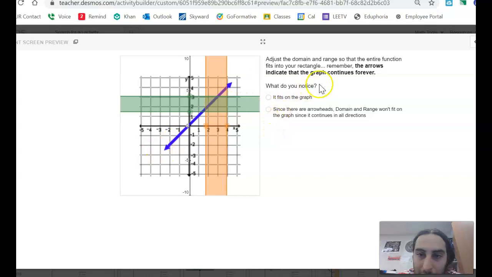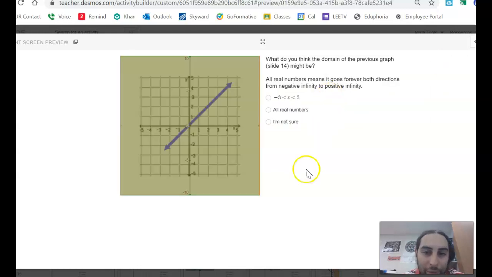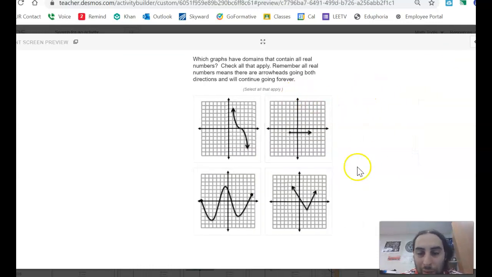On this one, the arrows indicate the graph continues forever. So the domain and range, we actually can't do that because it's going to keep going forever and ever and ever. Arrowheads means it goes forever, so we're going to make sure we answer that one. It won't fit on the graph. All right. So when we say that, it's not this. We can't say we're not sure. It's all real numbers, okay? So our domain goes forever left, forever to the right. That's all real numbers. Same for the range there.